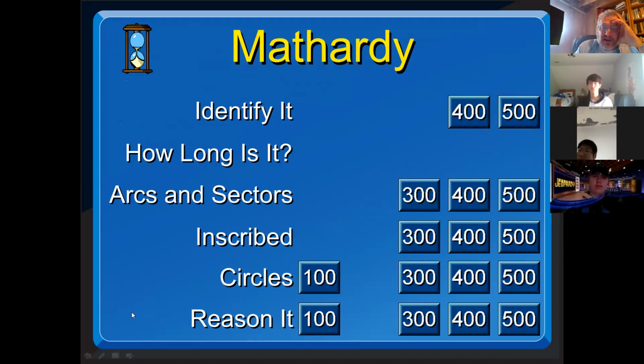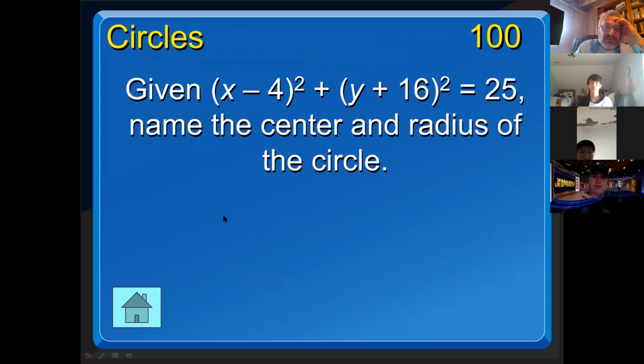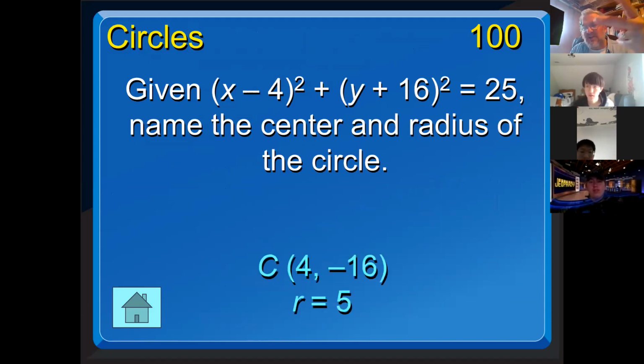All right, go ahead, Gavin. Circles 100. Given this circle, name the center and radius. Easy. Go ahead. The center is 4, negative 16, and the radius is 5. That's right. 4, negative 16. So again, you just flip the signs, and then you do the square root of the right side. So very easy.